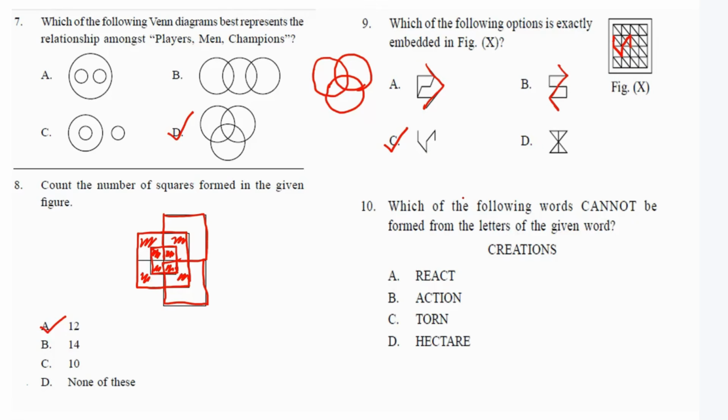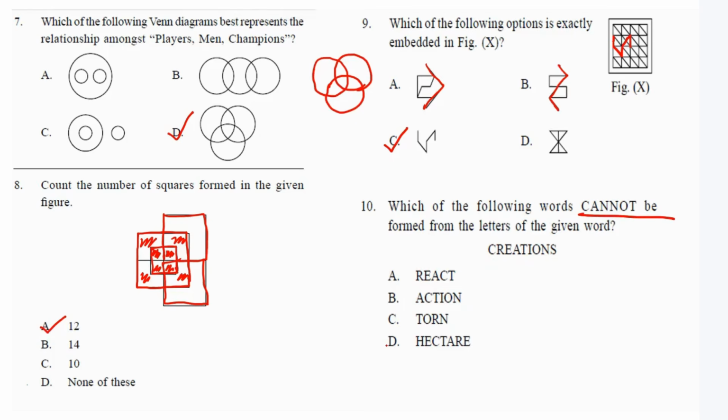Coming to question number 10, which of the following words cannot be formed from the letters of the given word? So here we can see the letters are creation, right? So in the first one, react is present, R-E-A-C-T, all the letters are present. In B, action, all the letters are present in creation. Torn, all the letters are present, T-O-R, and all are present.